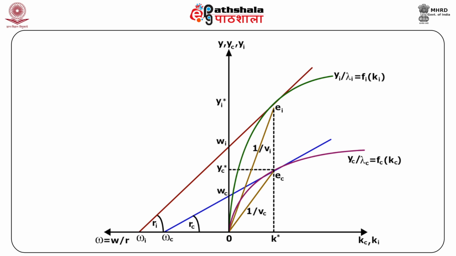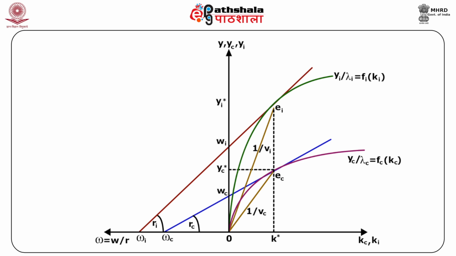So with K star we produce Yc star as our aggregate output. The slope of the ray tangent to the production function is f dash c, which is equal to Rc, the marginal product of capital. The point where that ray intersects the vertical axis is equal to Wc, that is, the marginal product of labor. Most importantly, the point where the tangent ray intersects the horizontal axis is omega c, which is equal to Wc upon Rc, the ratio of marginal products.